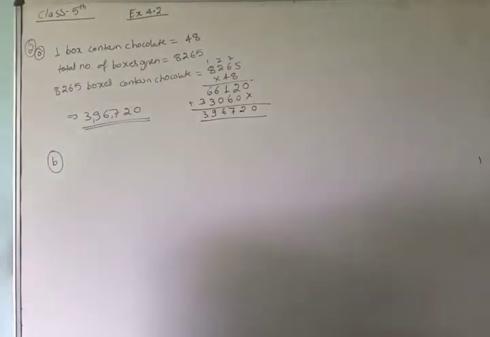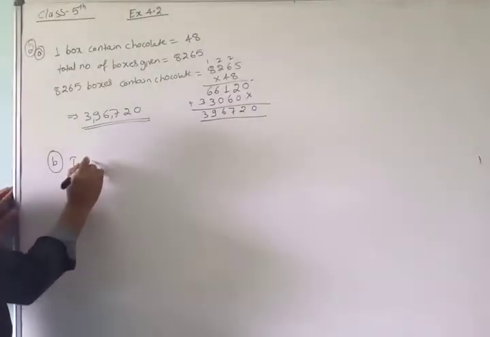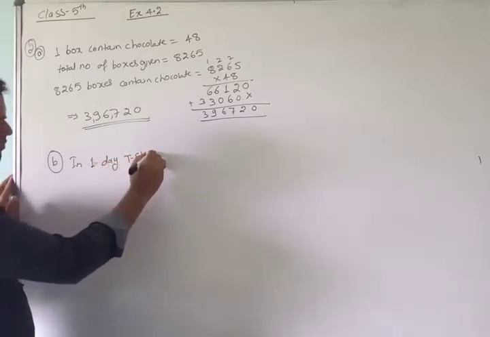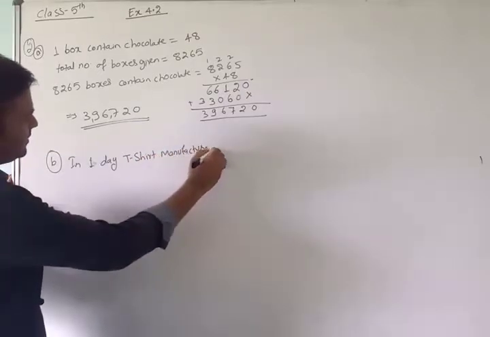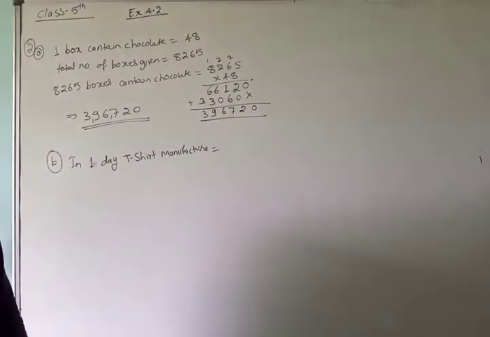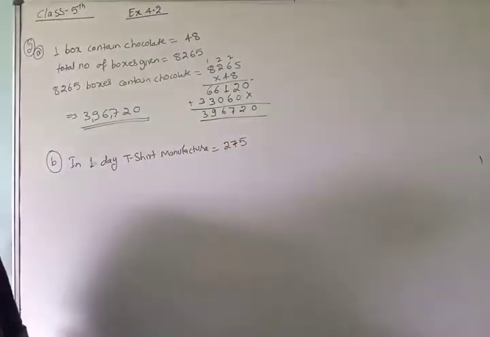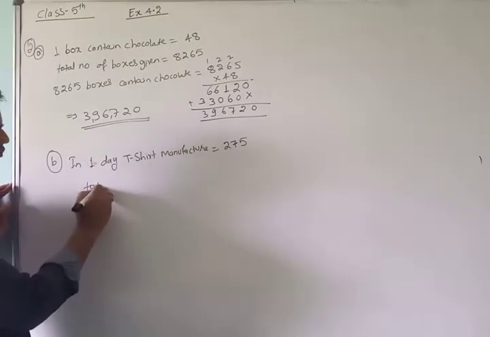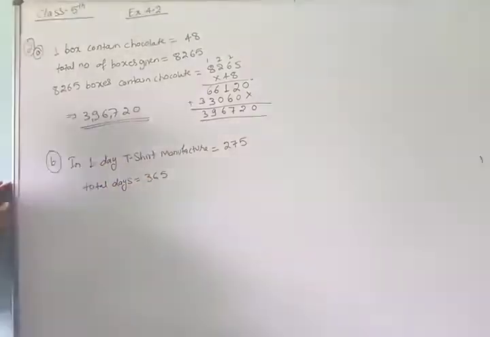A factory manufactures 275 t-shirts in a day. In one day, t-shirt manufacture is equal to 275. मीन्स एक फैक्ट्री में एक दिन में 275 टी-शर्ट बनता है। So how many t-shirts manufactured in 365 days? So total days दिए हुए हैं अपने को, 365 days में कितनी टी-शर्ट बनेगी?